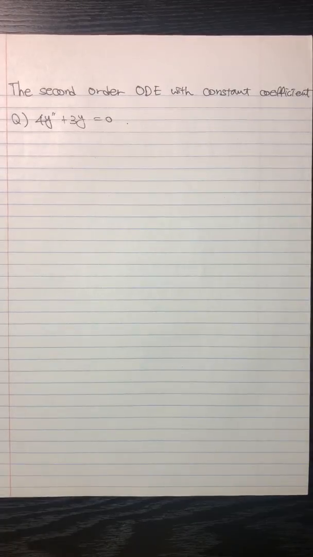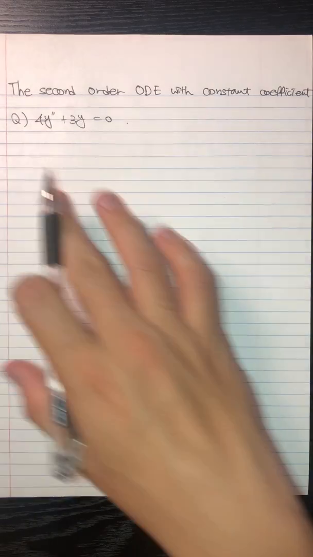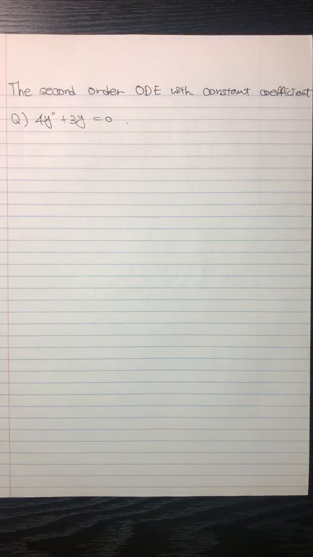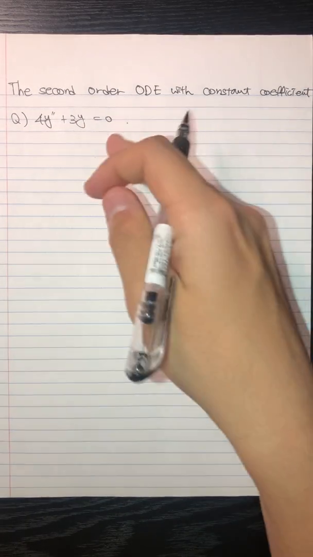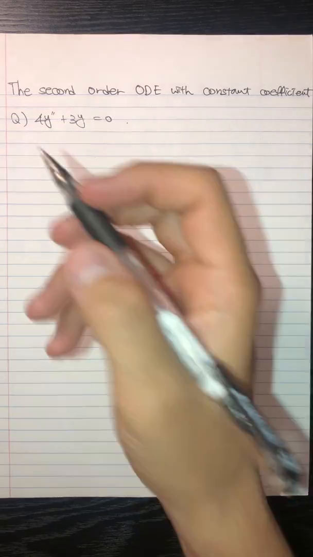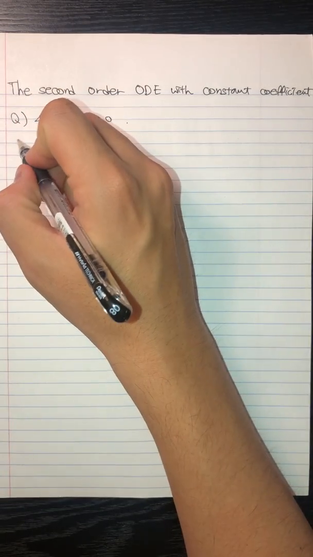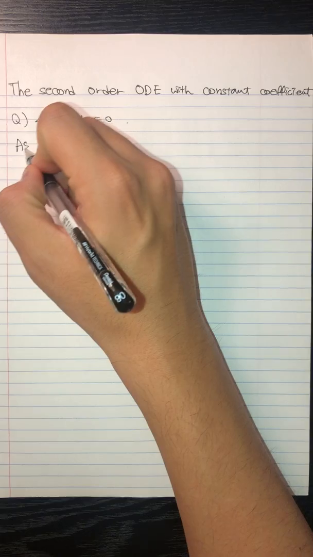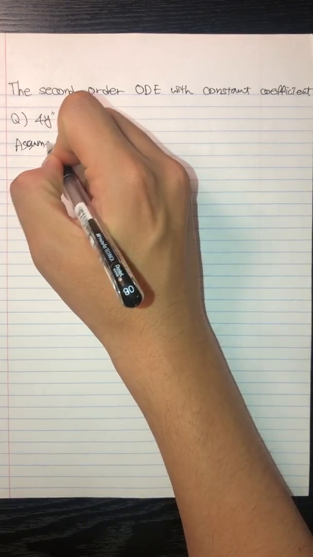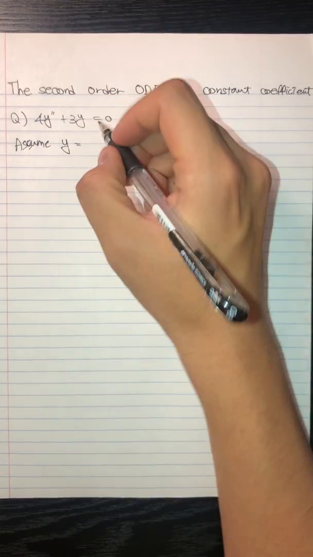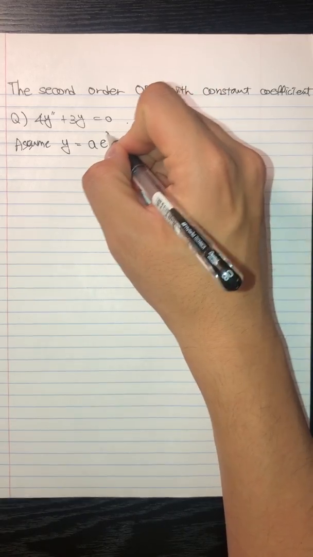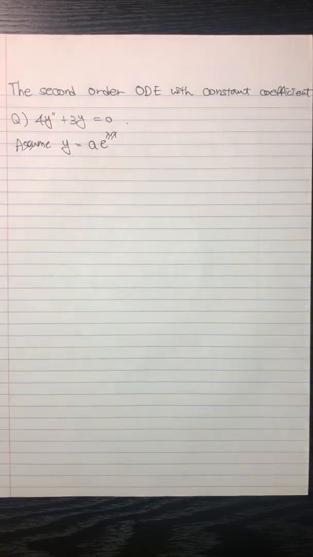Hi guys, today I'm going to solve the problem, the second order ODE with constant coefficients. The question is 4y'' + 3y = 0. To solve this kind of second order ODE, we can assume the solution like y = A e^(λx), right?